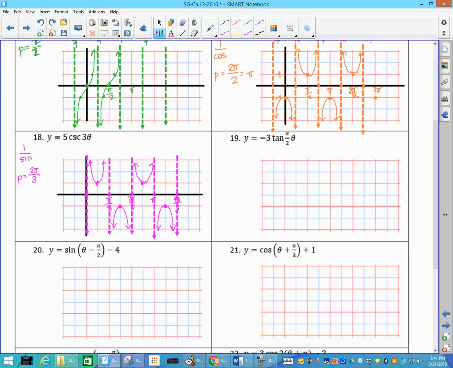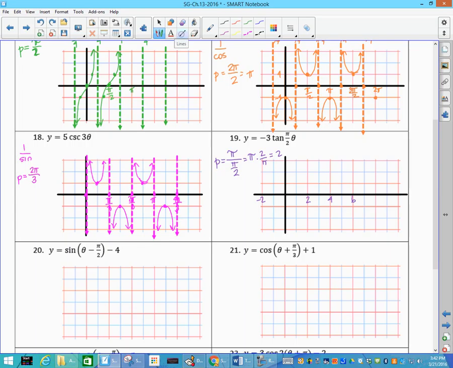Number 19 says y equals -3 times the tangent of pi over 2 theta. It's tangent, my period is pi over pi over 2, which is pi times 2 over pi. So my period is 2. I'm still going to have that same set of axes. I'm using these axes every time until I start shifting things up and down. My period is 2, so on the tangent I go out to that second one and label it as 2, 4, 6. I don't think I need to go that far.